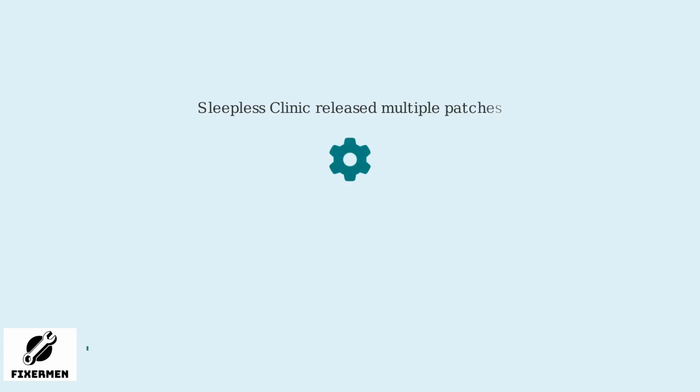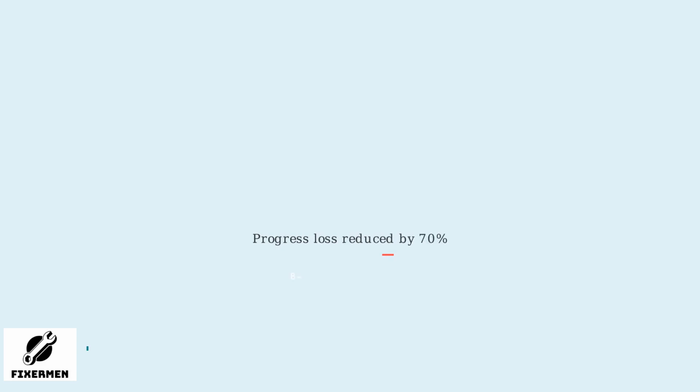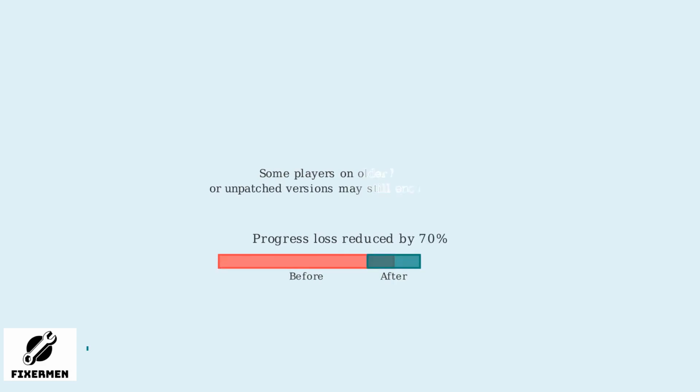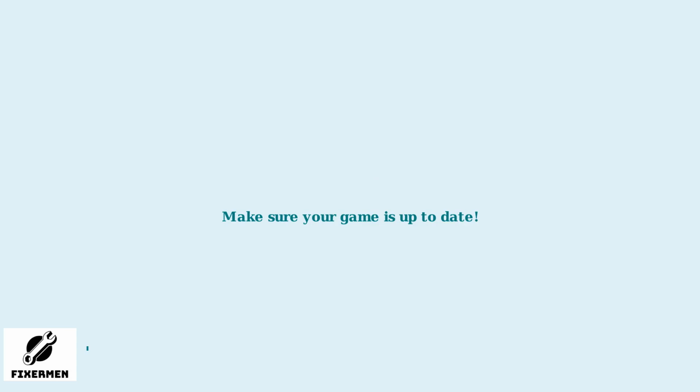Sleepless Clinic, the developers of Peak, have released multiple patches addressing the save corruption problem. Version 1.4.3, released in December 2025, introduced enhanced cloud synchronization and automatic backups. While these updates significantly reduced progress loss by about 70%, some players, especially those on older hardware or using unpatched versions, may still encounter issues. Make sure your game is up to date.